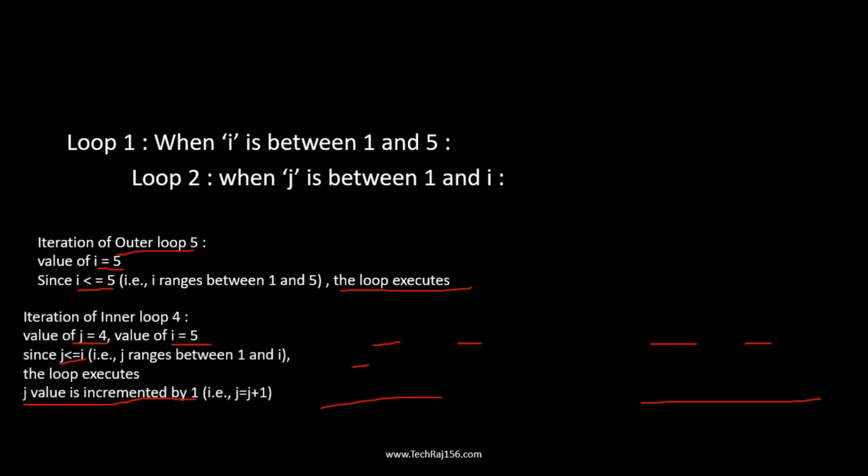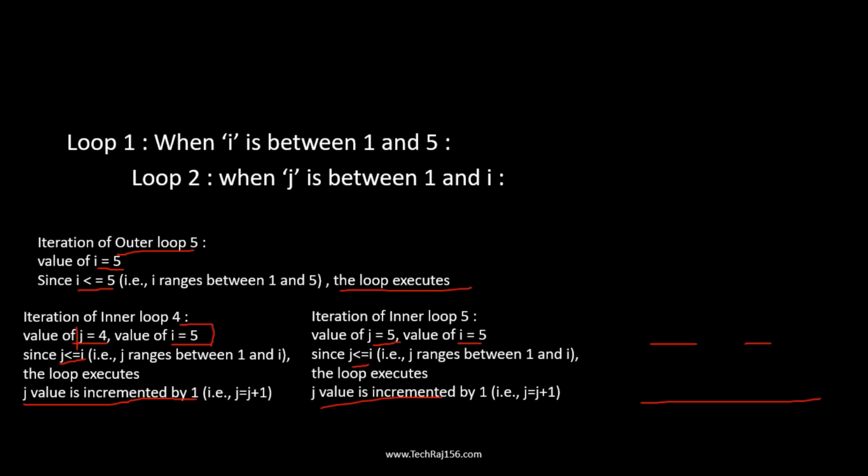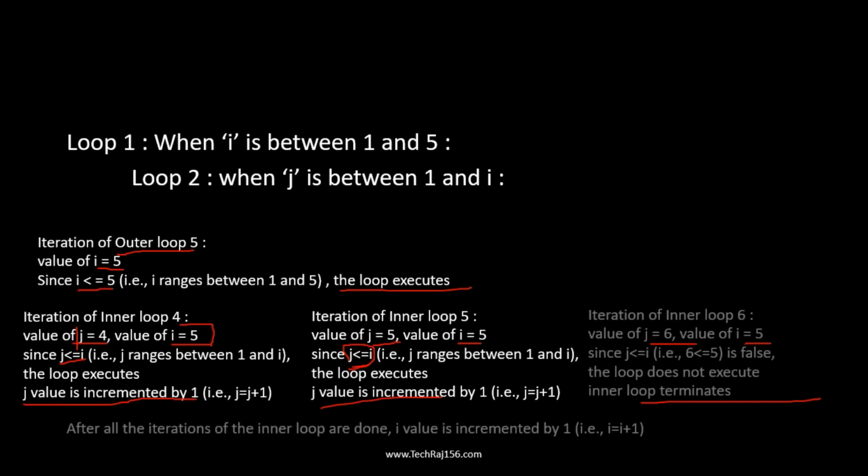Coming to the fourth iteration, the value of j will be 4 over here, and the value of I will be 5, and this condition is satisfied. The loop is executed and the j value is incremented by 1. So in iteration 5 of the loop, j is 5, I is 5, and this is satisfied. Loop executes, j is incremented by 1.